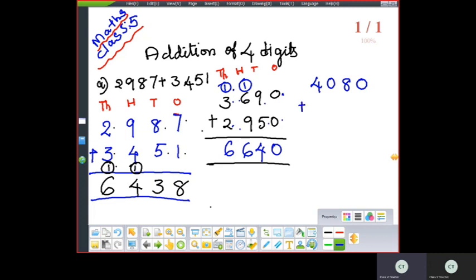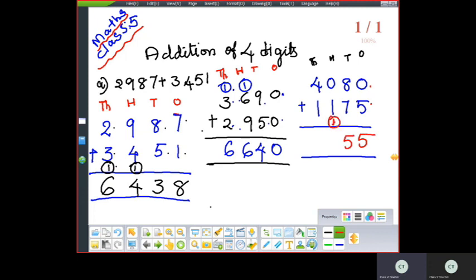4080 plus 1175. Okay. 1, 10, 100, 1000. So 0 plus 5, 5. 7 plus 8, 15, 1 carry over. 1 plus 1, 2. 4 plus 1, 5. So 5255. So these are the additions of 4-digit numbers.